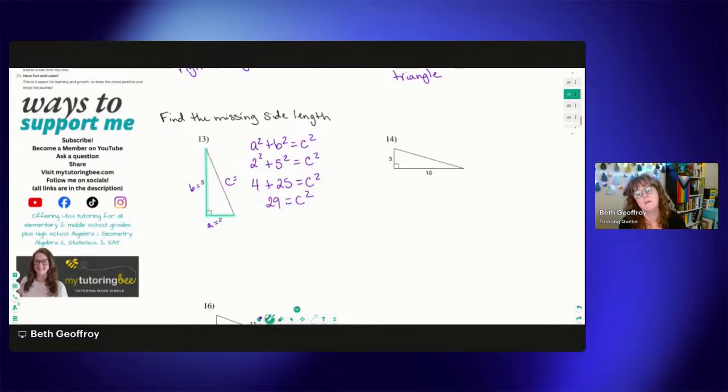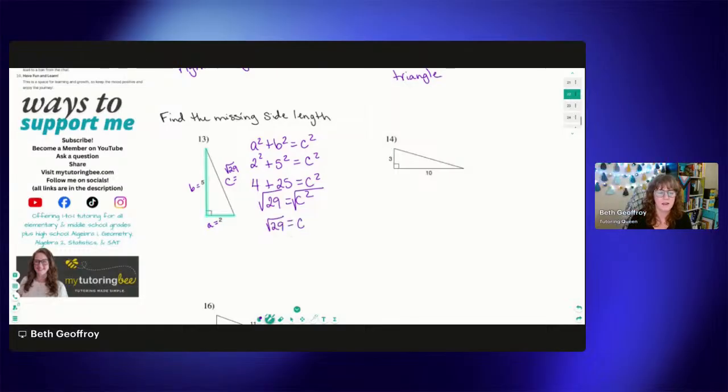So this is where a lot of students that I work with run into some mistakes. We have to remember to take the square root of both sides. So 29 is not a perfect square. Sorry, I wish I would have chosen a problem that was a perfect square, but maybe some of these other ones will be. 29 is not a perfect square. I don't think we can simplify that at all. So the measurement of C is the square root of 29. So we get C equals the square root of 29.